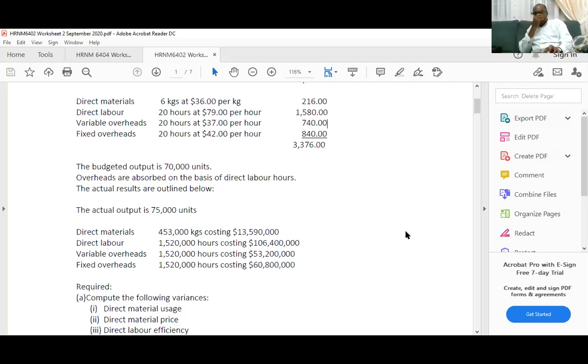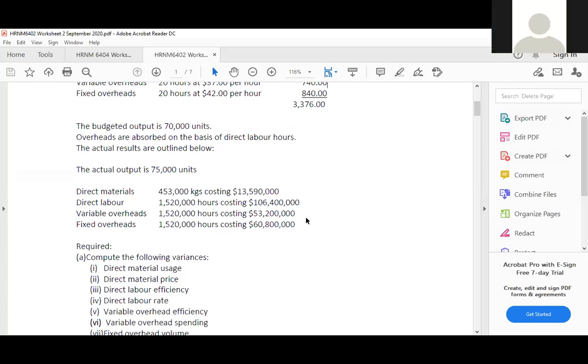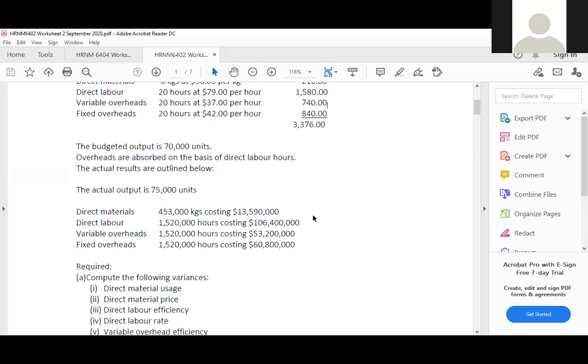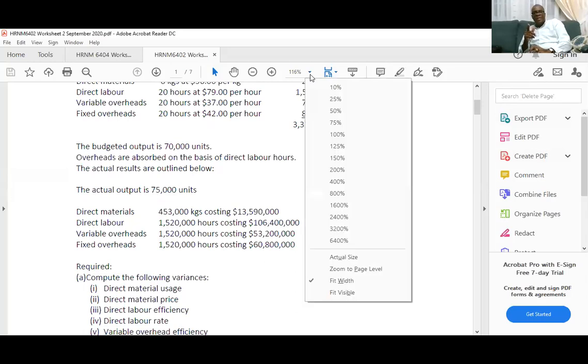But let me ask you a question, class. Did you understand what we did last week when it was blank? Tremaine Ellis. Tremaine, do you understand what we did last week when it was blank? So we basically worked backwards because we got one of the variables. Right, we had the labor hours. So what we'd have done, notice that variable overhead has the same hours that direct labor has.